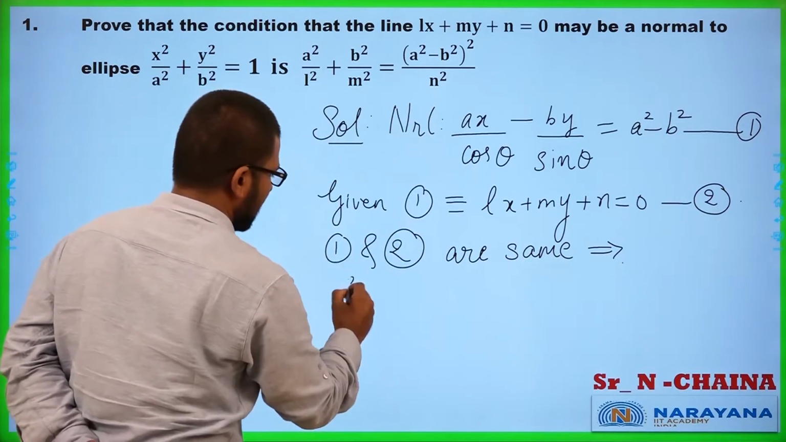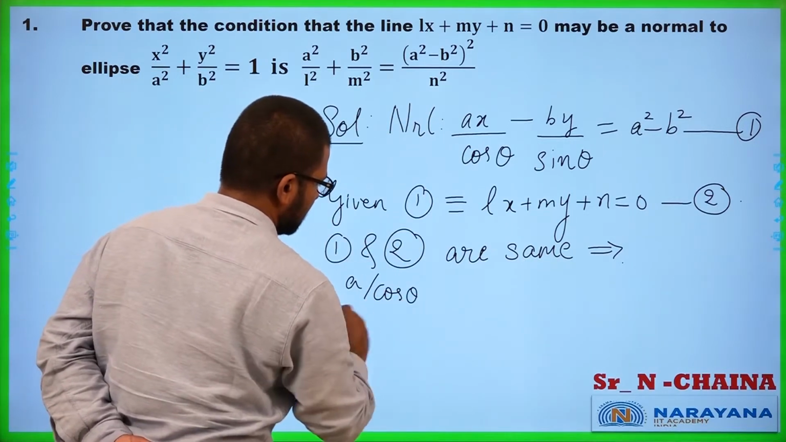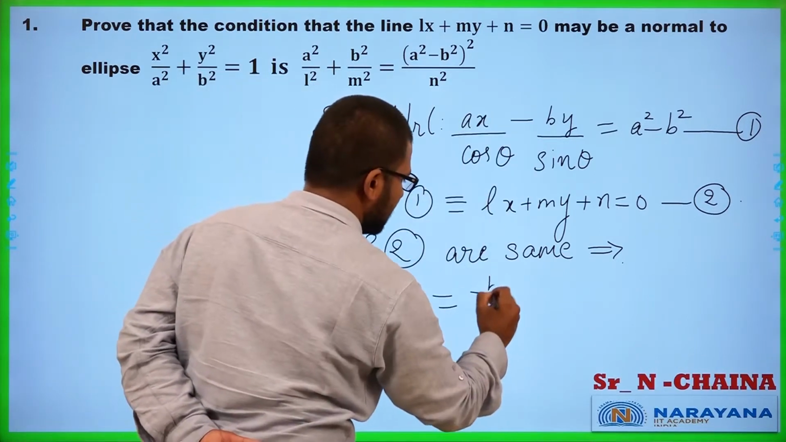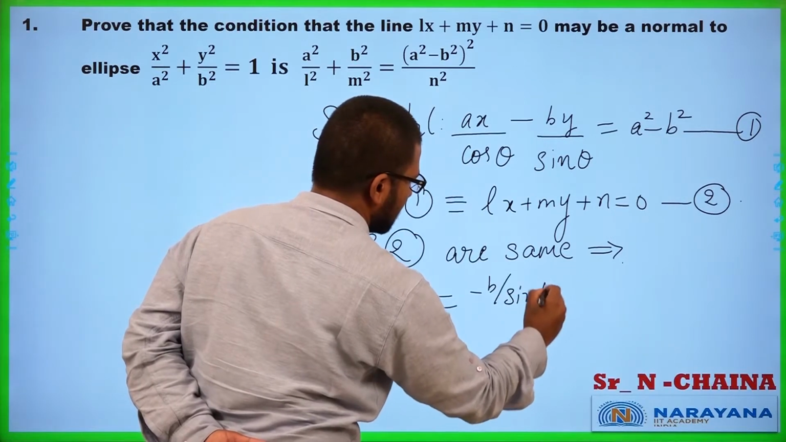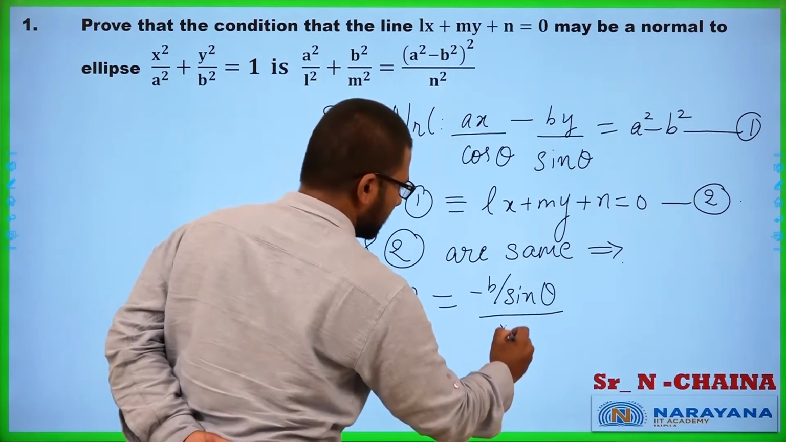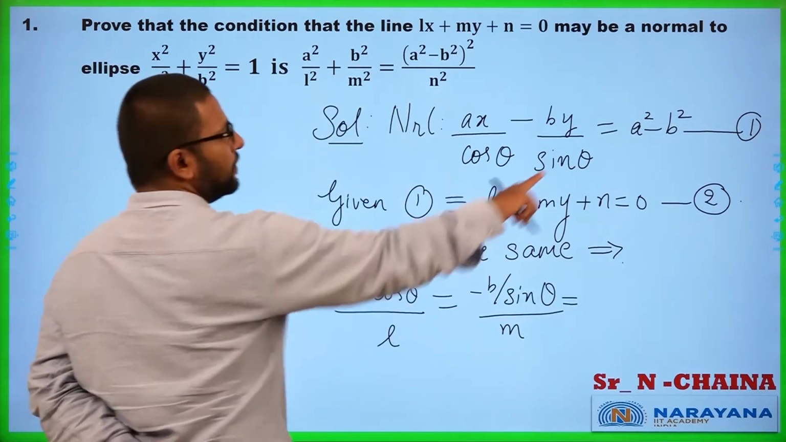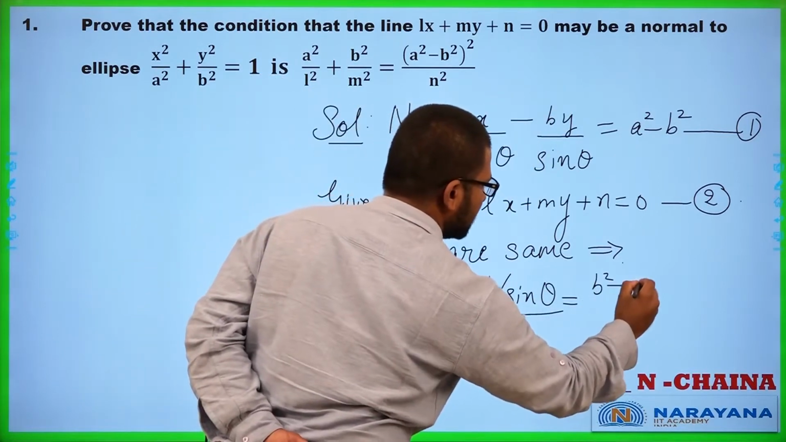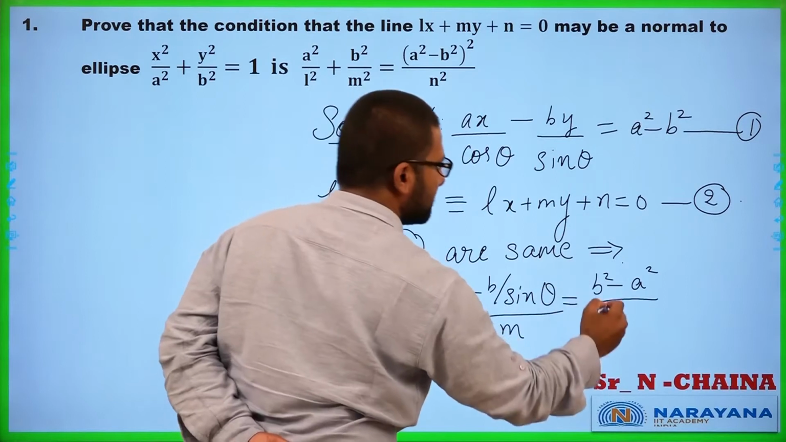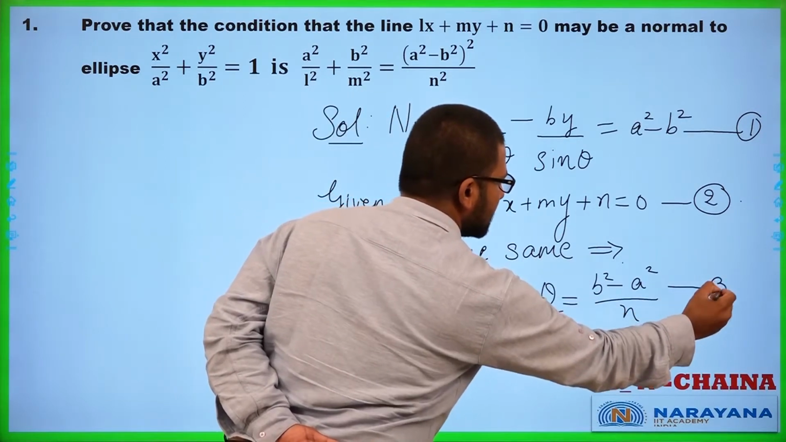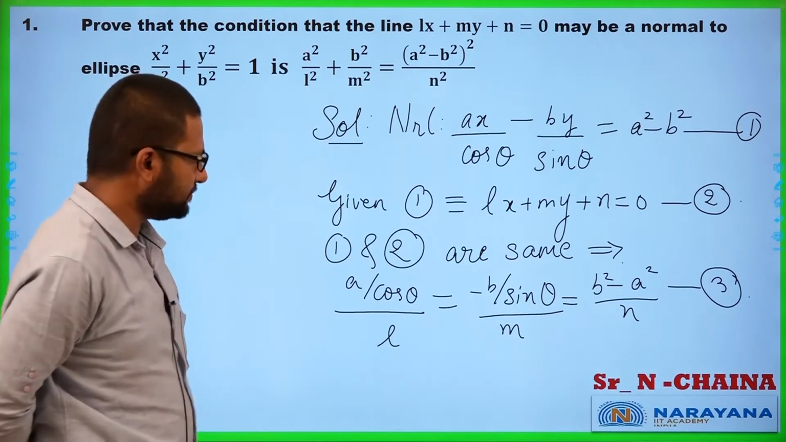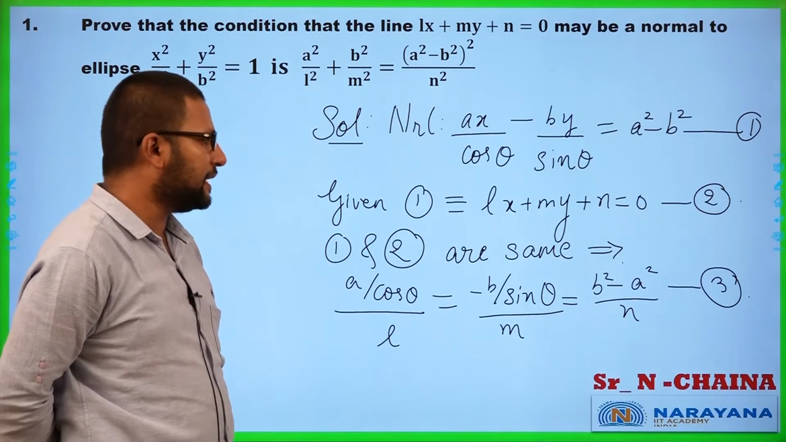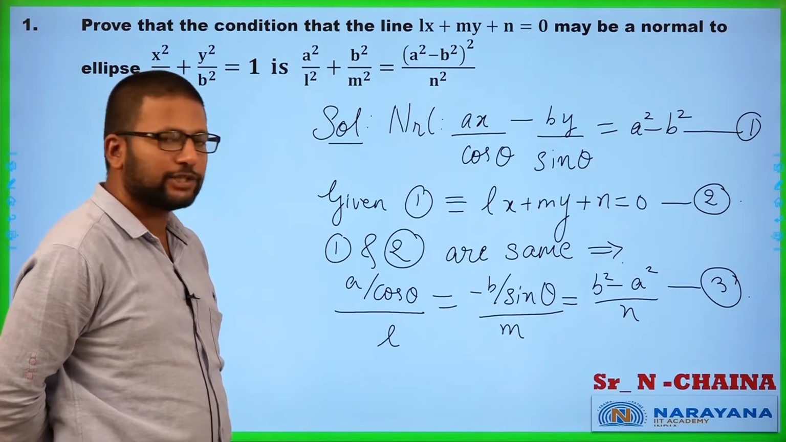So a by cos theta divided by L equal to minus b by sin theta upon m equal to, be careful, that is on RHS, this is in LHS, so bring that here, b square minus a square divided by n, correct? That is equation 3. Got it? So a by cos theta upon L equal to minus b by sin theta upon m equal to b square minus a square upon n.